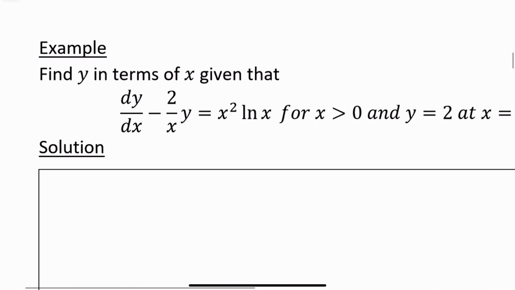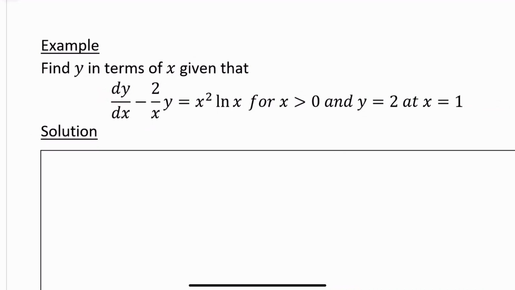Next one, and our last one for this video. It says, find y in terms of x, given that dy by dx minus 2 over x y is equal to x squared ln x. Right, first of all, it's in this form, dy by dx plus py is equal to q. And the right-hand side is integratable, not particularly easily, and the left-hand side is in the form that we want.